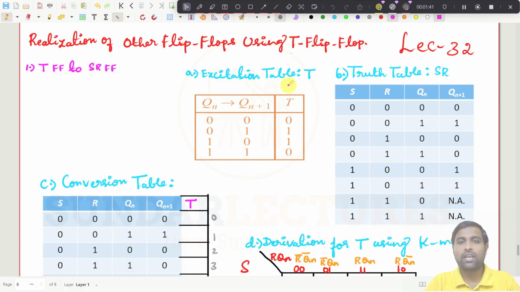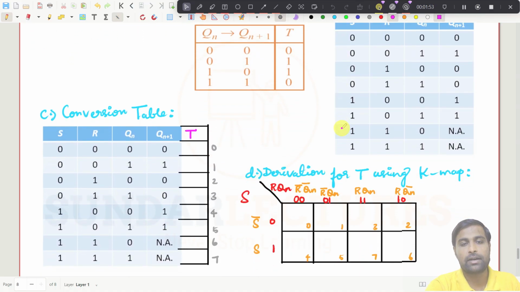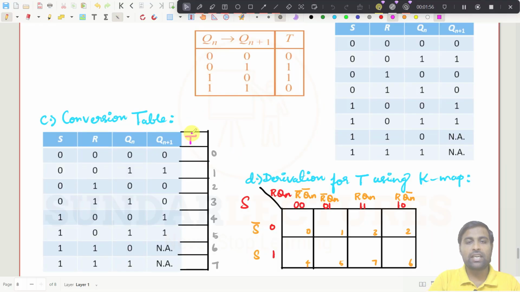For the first step, we need the excitation table of the T flip-flop. We have taken that, and then the truth table of the SR flip-flop, that also we have taken, right? The next step is to derive the expression, that means we need to write the T input. We need to put the T here using the excitation table that we saw in the previous class.